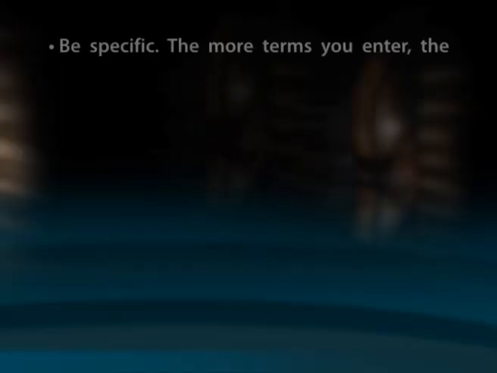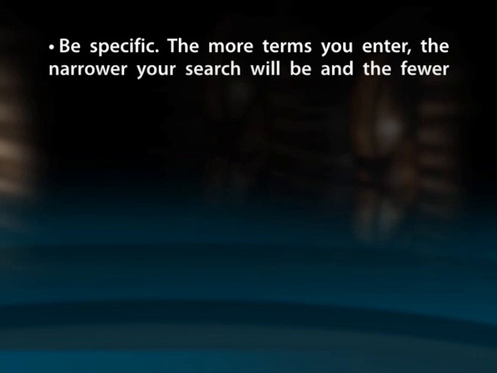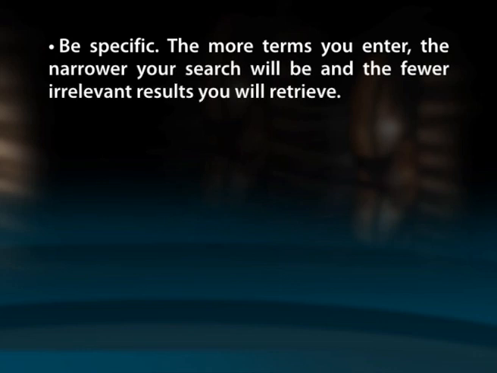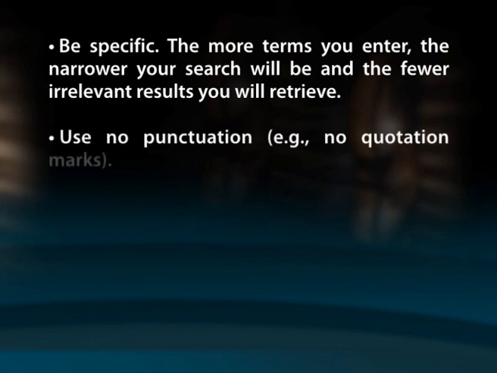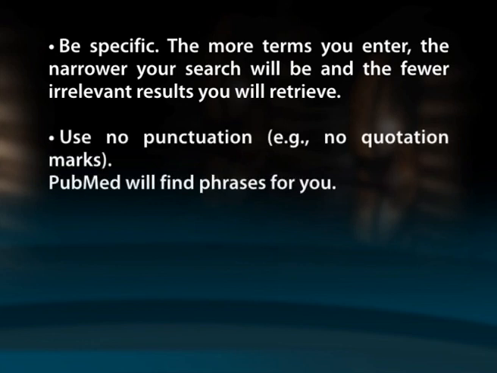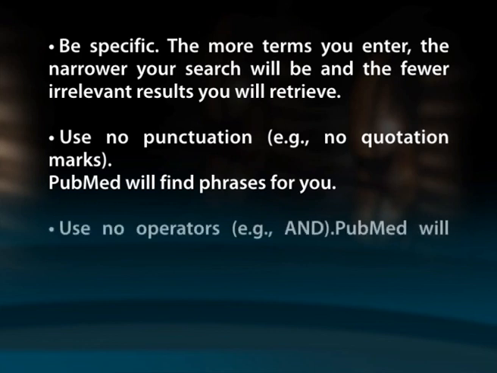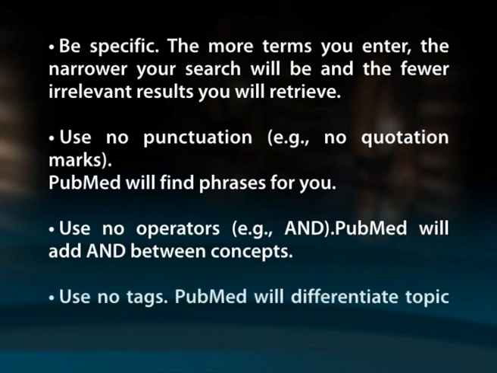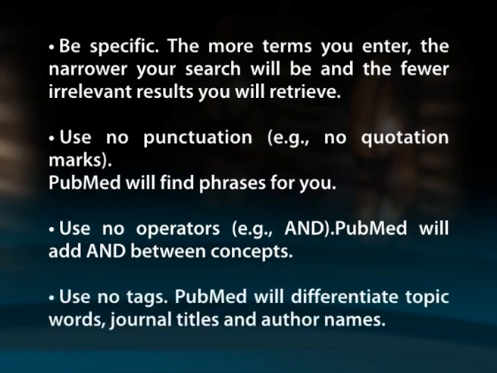To search PubMed, enter your concept in phrases into the search box. For most PubMed searches, it is best to be specific. The more terms you enter, the narrower your search will be and the fewer irrelevant results you will retrieve. Use no punctuation, for example, no quotation marks. PubMed will find phrases for you. Use no operators such as and. PubMed will add and between concepts. Use no tags. PubMed will differentiate topic words, journal titles and author names.